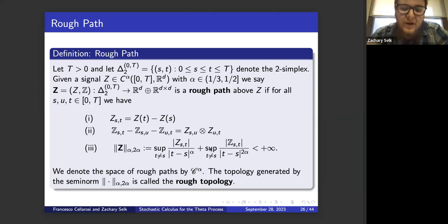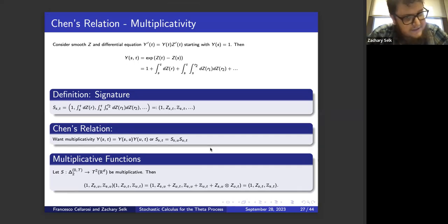And Chen's relation, this part 2 of the definition here, might seem a little bit esoteric as to what that really means, but it just comes from multiplicativity. Another way that these iterated integrals show up is if you have a smooth z and this differential equation, y prime of t equals y of t times z prime of t, starting at some time s with y of s equals 1. The solution of this is just the exponential of the increment of z. And if you Taylor expand that, you end up getting all of the iterated integrals, and all of the iterated integrals is what we call the signature. And all Chen's relation is saying is that we want, under this exponential map, a kind of multiplicativity.